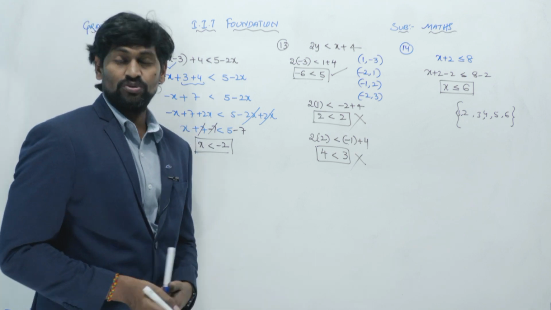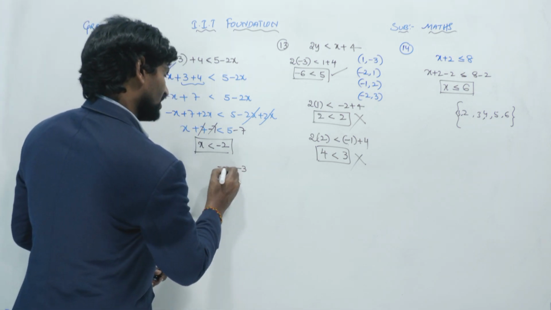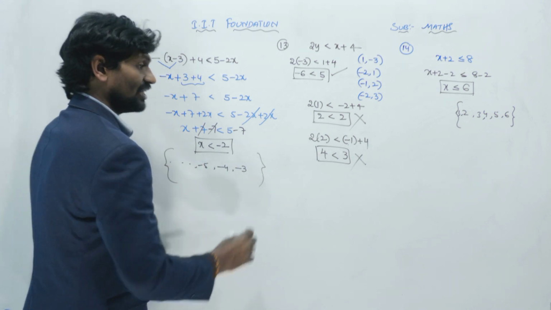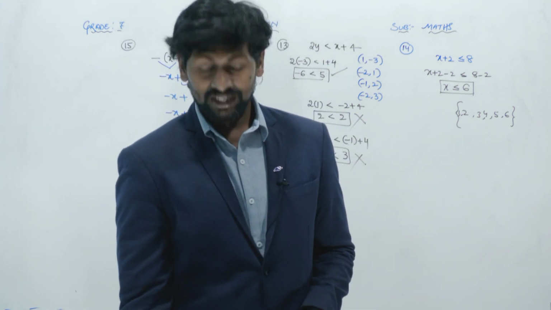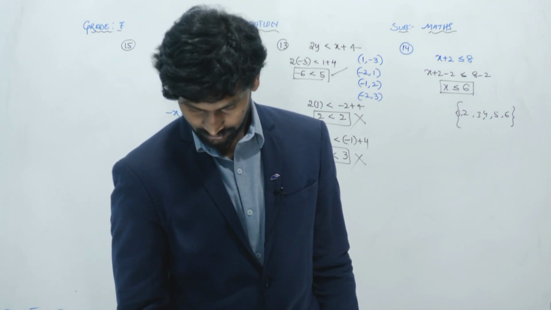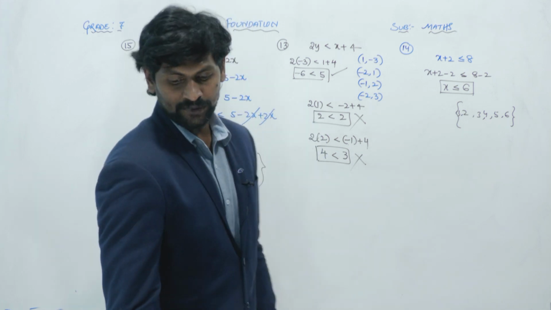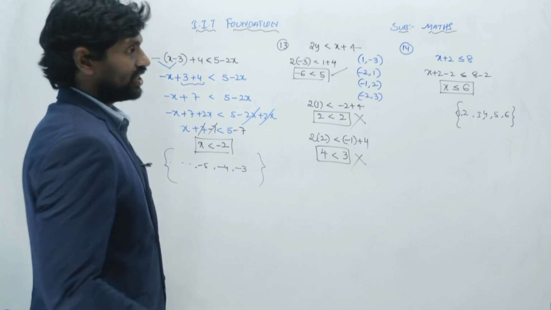x is less than minus 2. What are the values we have less than minus 2? We have minus 3, minus 4, minus 5 and so on. There are so many values less than minus 2. Then you take that x belongs to the set of integers. Yes, x less than minus 2 is our required option. So the third option is the correct one. Okay, so let us move on to the next problem.